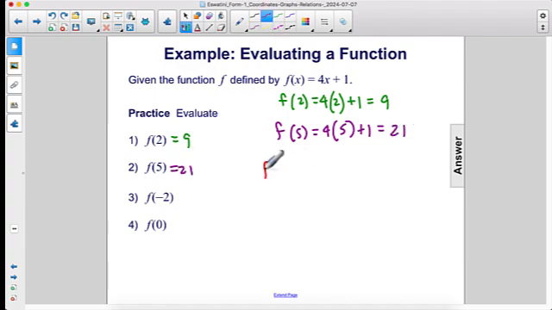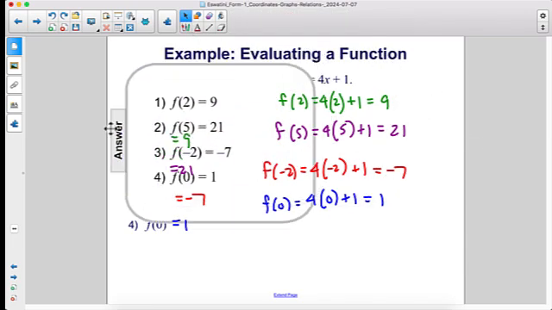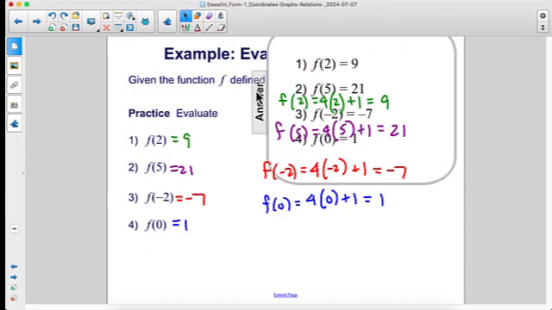Next, f of -2. So we have 4 times -2 plus 1. That's -8 plus 1 is -7. And finally, f of 0. F of 0 equals 4 times 0 plus 1. Well, anything times 0 is 0, so we are left with 1. And there we have our answers.